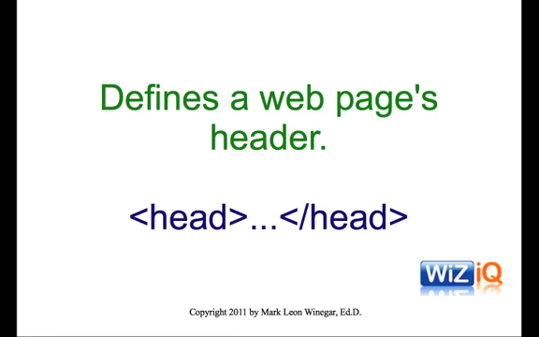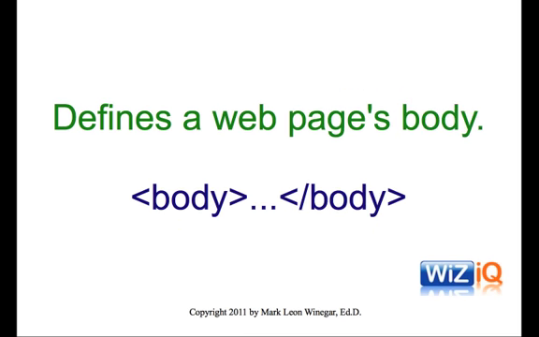Another tag is the head. A web page head or header is that part that controls the web page but isn't viewable to your user. And it's a toggle tag. We turn it on and we turn it off. The body tag defines the beginning and the ending of the web page body, or that part that you can see when you look at the web page in a browser.